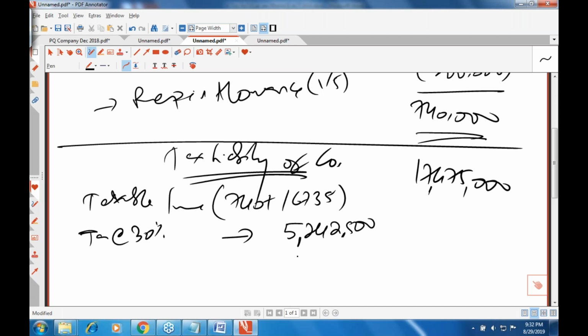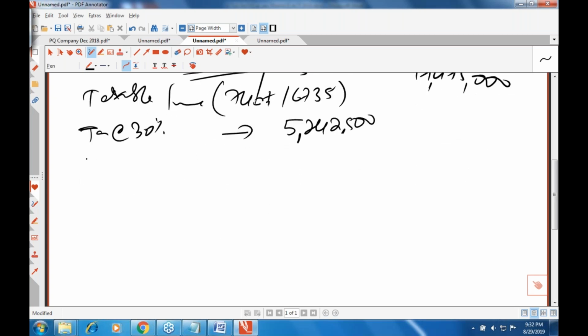Now, a very important concept that you need to understand. As per the income tax rule, there is another concept called minimum tax. What is minimum tax? It is at 1.25% of sales.